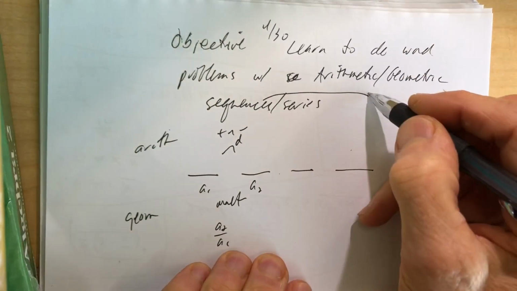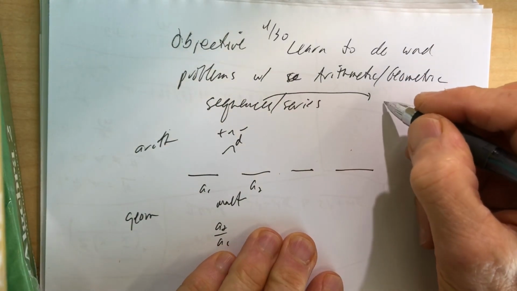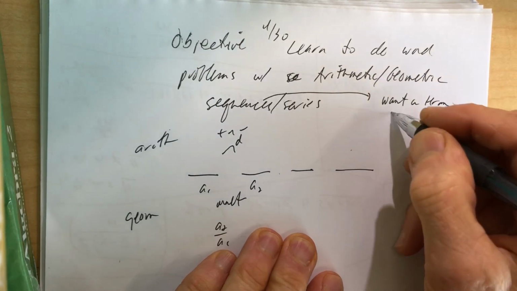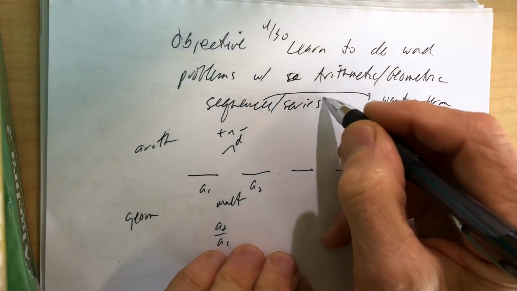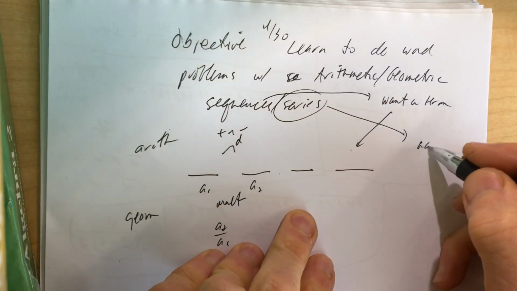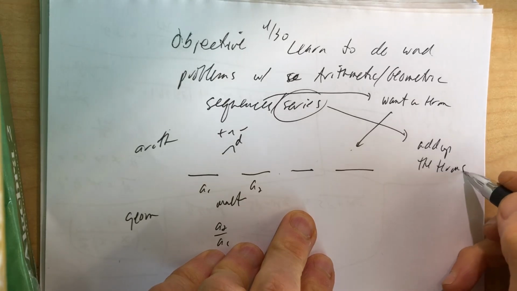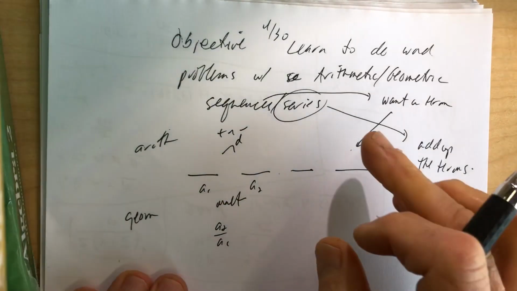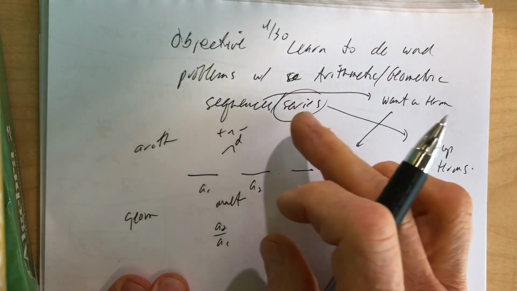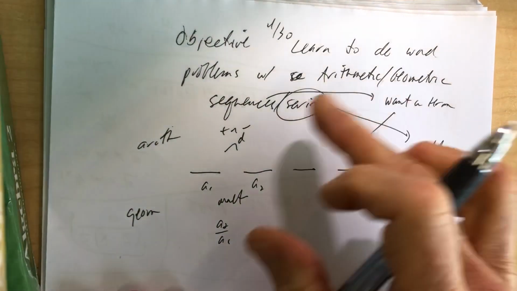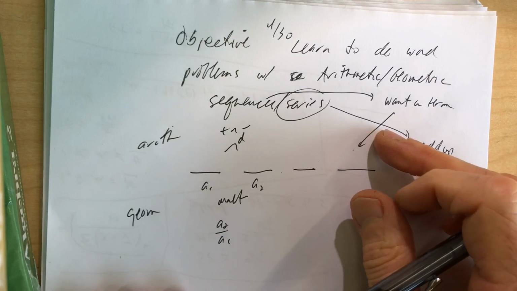And sequence means you want a term. Like say maybe they ask you for the 4th term. Series means add up the terms. Now, none of the word problems are going to have arithmetic, geometric, sequence, or series as words in the problem. And if you knew nothing about these, you'd still be able to do them, okay?